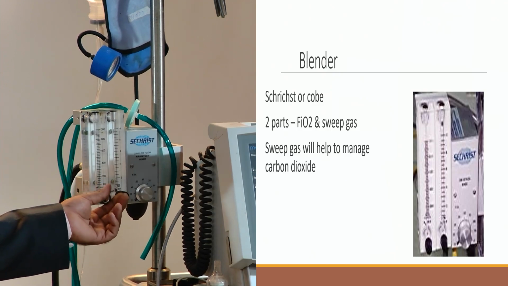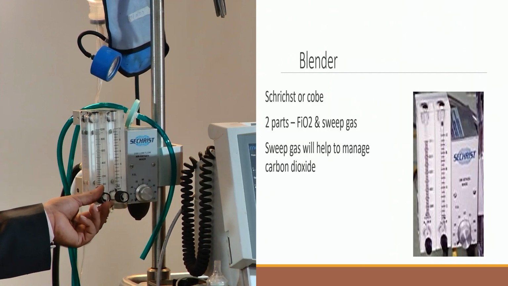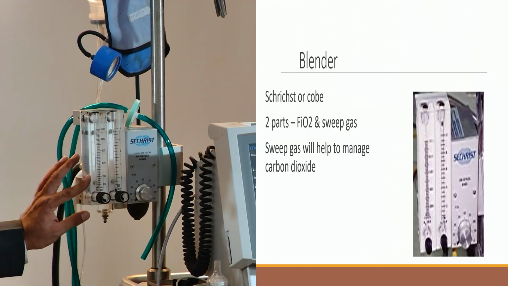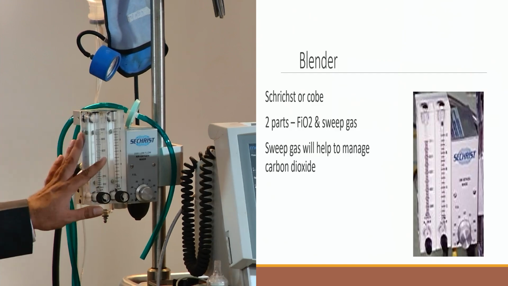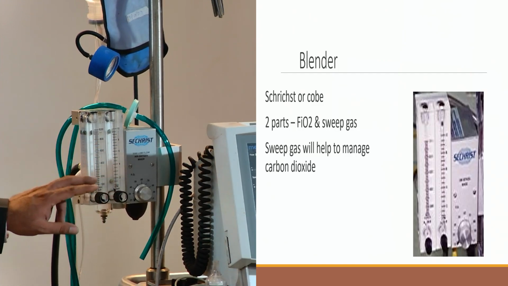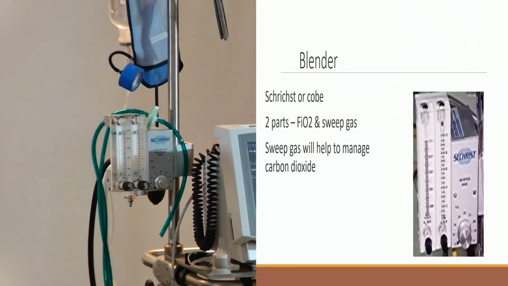So always this is sweep gas, this is FiO2, and here you can see one more knob. Now this is in ml per minute. So in a pediatric case, suppose your flow is 1 liter, you might keep sweep gas only 500. So this is in ml per minute, 200 ml to 1 liter, and if it is more than 1 liter, you can use the other knob for sweep gas. This is for sweep gas, this is for FiO2. That is what the blender is.